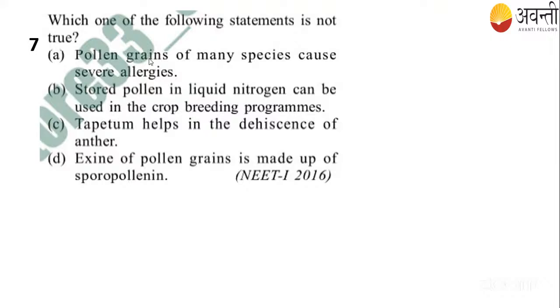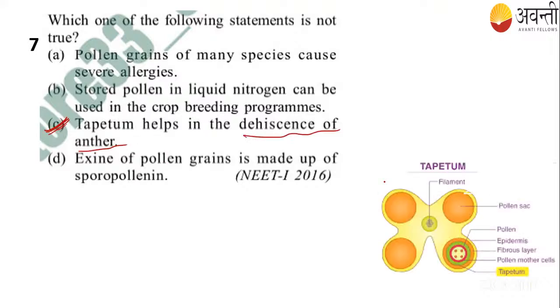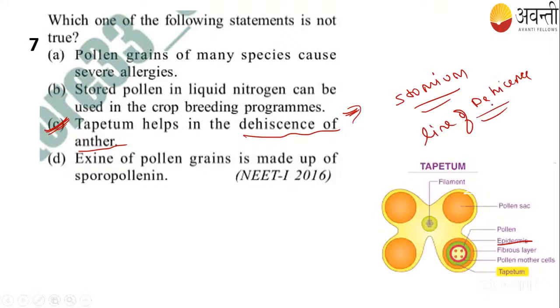The correct answer is option C. Tapetum helps in dehiscence? No, it is helping in giving nourishment. Here you can see the epidermis, the endothecium, and another middle layer that is going to help in the dehiscence. Stomium is called the line of dehiscence. Line of dehiscence. Right?